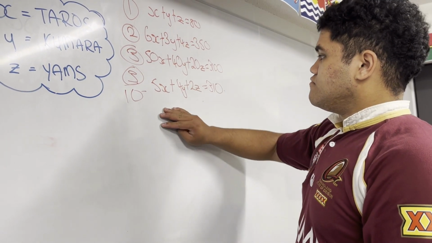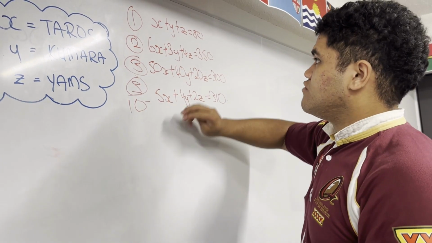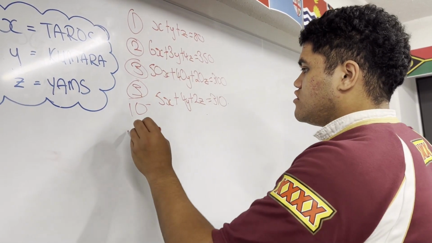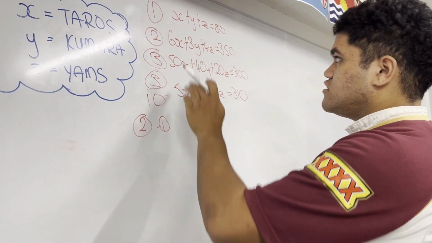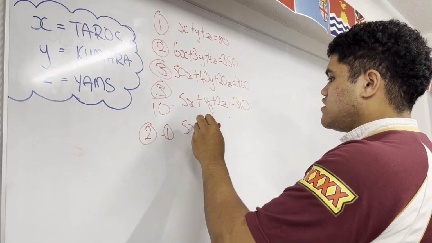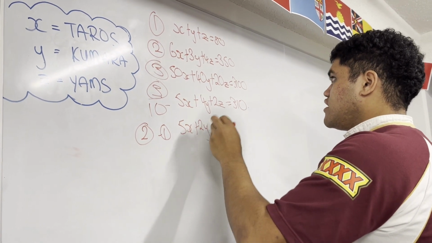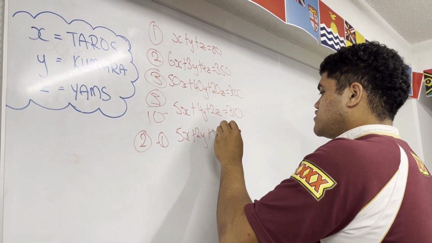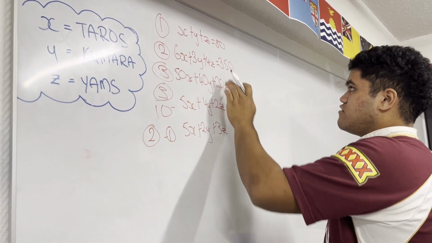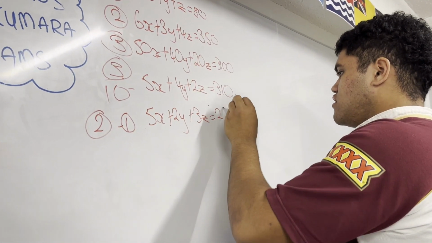And now in order to isolate one of the variables, we're going to minus equation 1 from equation 2. So that's here, so we minus 1. So 6x minus x equals 5x. As you can see, it isolates the x variable. 3y minus y equals positive 2y. And 4z minus z equals positive 3z. And 350 minus 80 is 270.